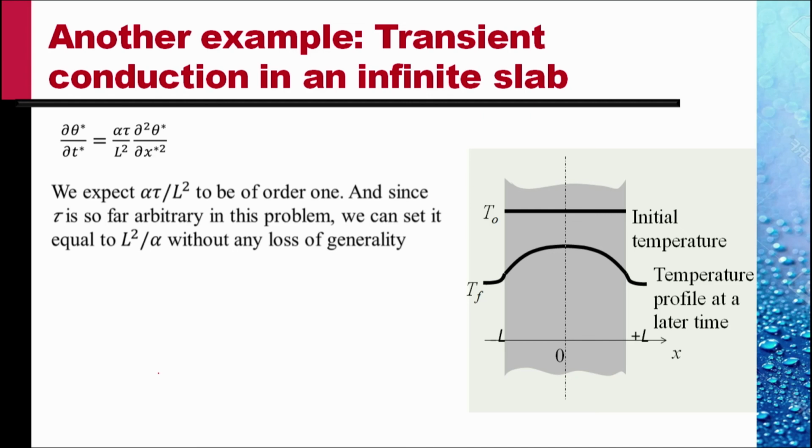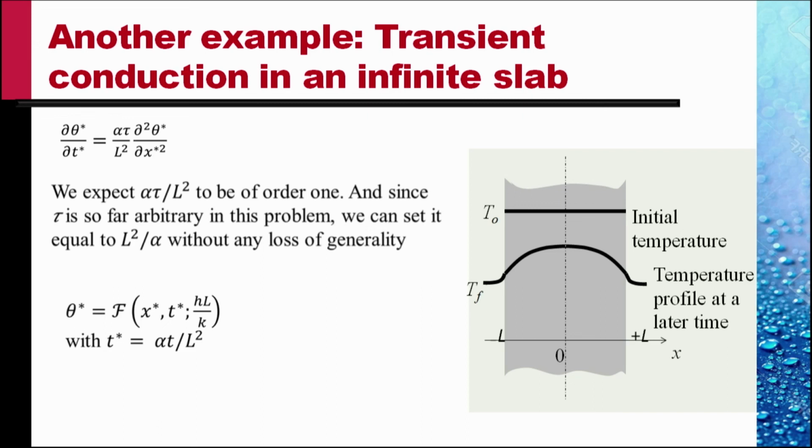Tau is arbitrary. If I give it a value of L squared by alpha, then alpha tau by L squared becomes 1. And since it becomes 1, it drops out of the equation. And we get theta star as a function of x star, t star, and only one pi number, HL by K, with t star equal to t by tau now becoming alpha t by L squared.